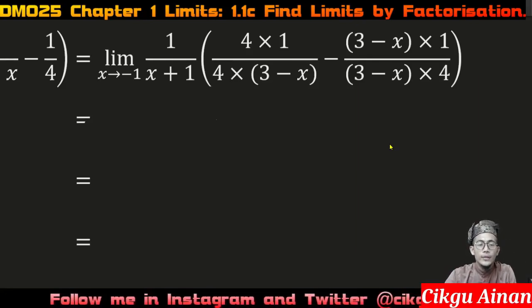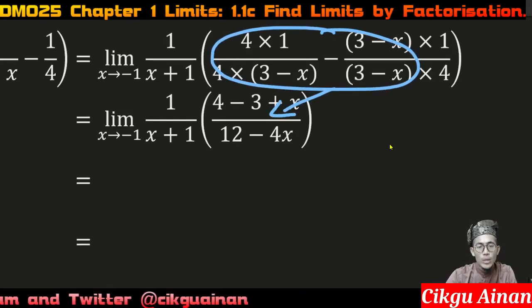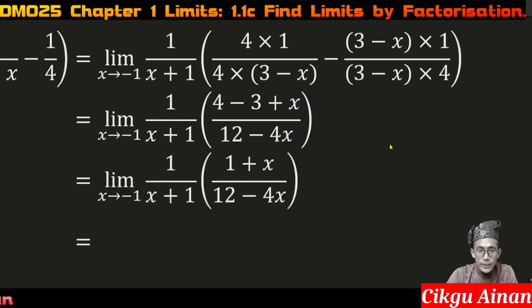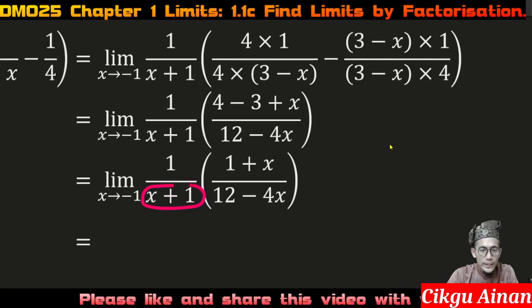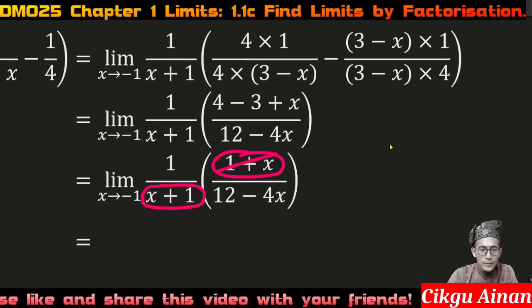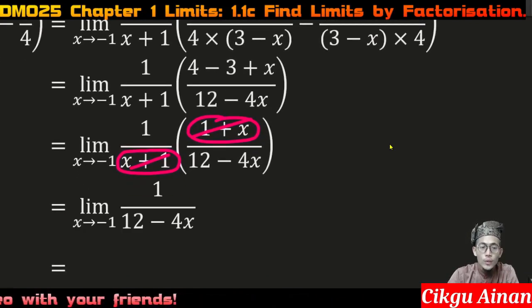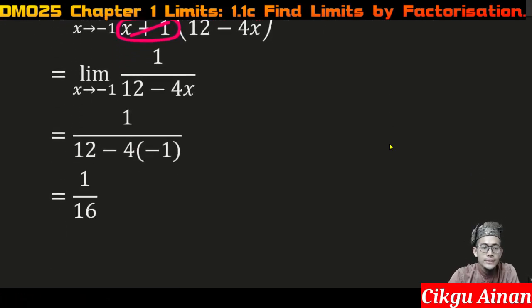Now next, this one. What happened was I simplified this to become this one. Just simplify, and then this one we can simplify further to become this one. So from here we can see something we can cancel, something we can divide. What is that? This bracket with this bracket. So we can cancel them out, and what's left is this one. We can directly substitute to get this, and further 1 over 16 as the answer.